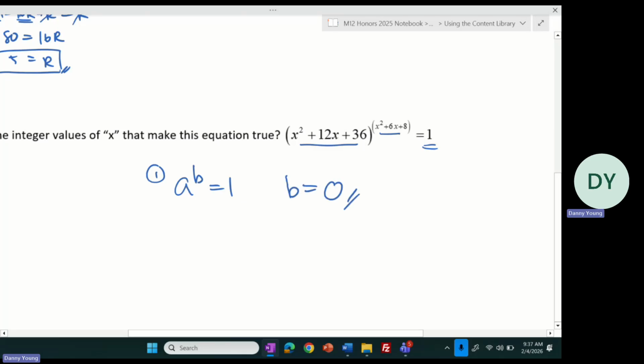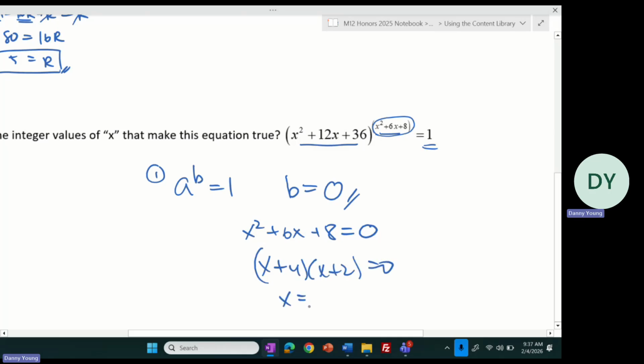0. If b is equal to 0, anything to the power of 0 would just be 1, unless the base is 0, then we'll talk about something else. So what that means is you take the exponent, which is x squared plus 6x plus 8, and make it equal to 0. Okay, everybody? Let's solve this. It's factorable: x plus 4 times x plus 2 is equal to 0. So x equals what? Negative 4 and negative 2.